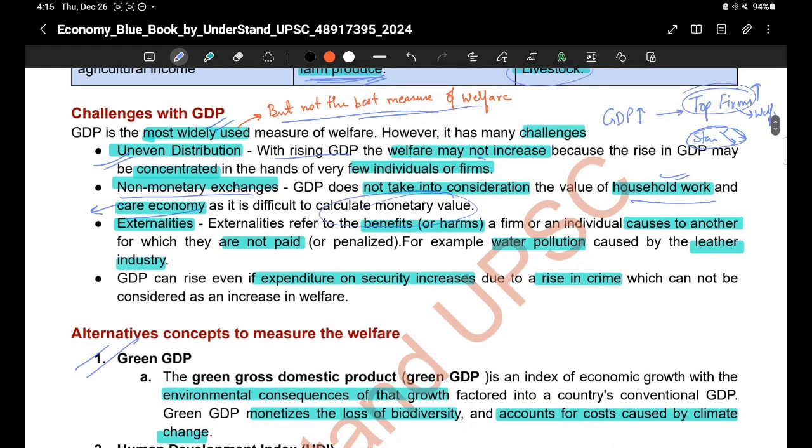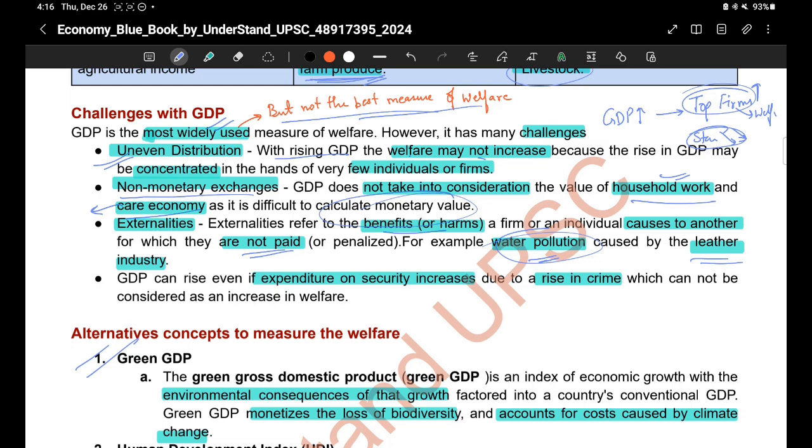Then externalities refers to the benefits or harms a firm or an individual causes to another for which they are not paid or penalized. For example, the leather industry releases toxic waste into the water bodies that causes water pollution to the nearby areas. So there is no penalty imposed on these leather companies. So that is also not calculated. Or even if it is imposed on them, they have not paid it. Right. So that is also one problem.